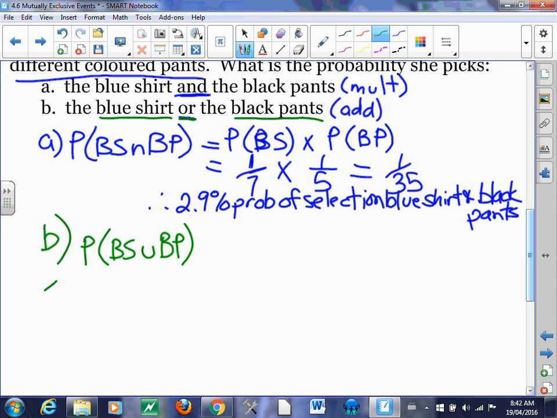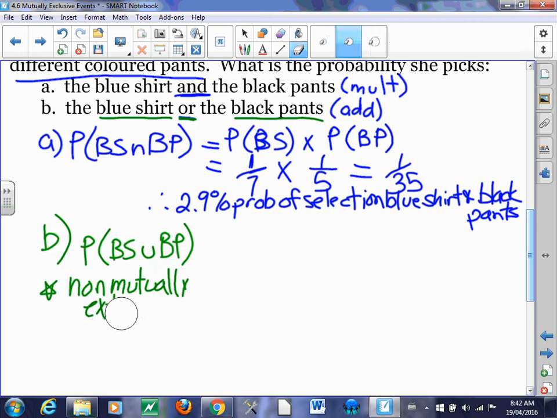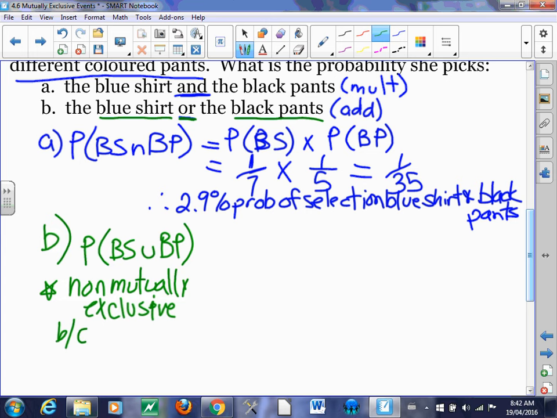Okay? So I want you to make sure you know that these are non-mutually exclusive. Okay, sorry, it's a spelling mistake. And just to make sure you know why they're non-mutually exclusive, because I could pick both of them, right? I could pick a blue shirt and black pants to make an outfit. So they both could occur at the same time.